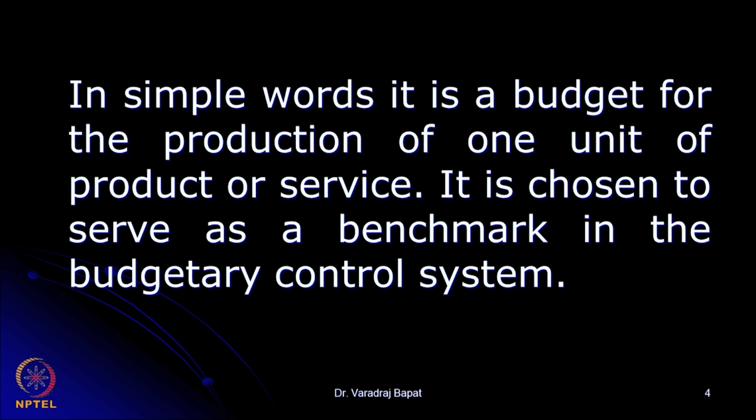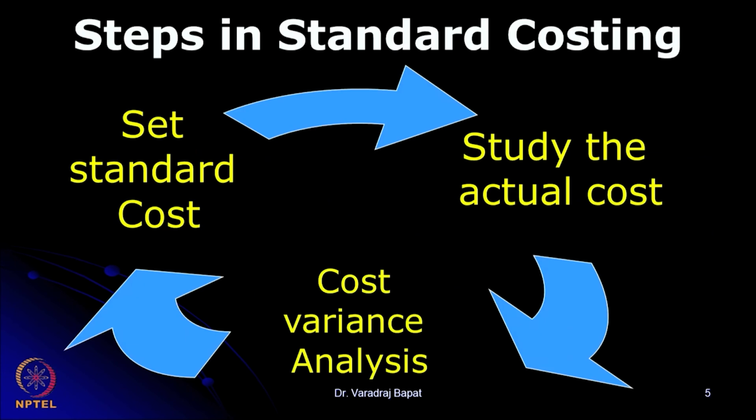We can also look at it as a budget for production of one unit, and it is chosen as a benchmark in the budgetary control system. Now these are the steps in standard costing. First we set the standard, then we study the actual, compute the variances and analyze the variances, that is, break them down for knowing the reasons for variances.